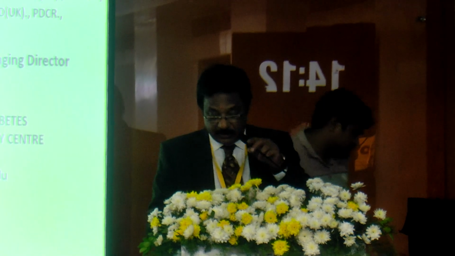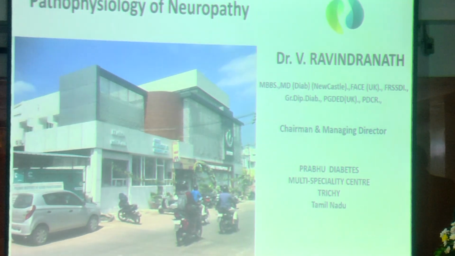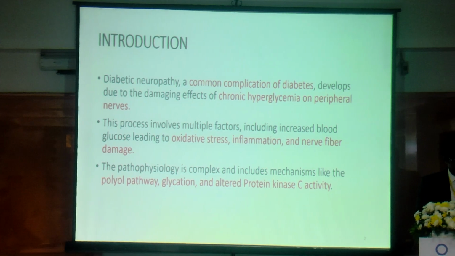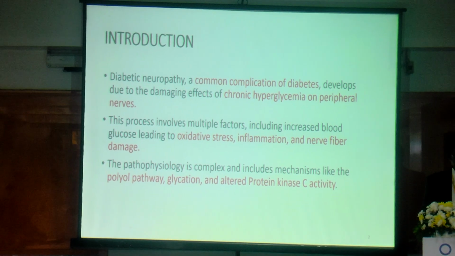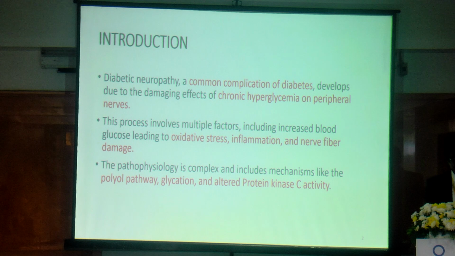Yes, thank you. So let us move on to the pathophysiology of the neuropathy. I am Dr. V Ravindranath from Trichy. Diabetic neuropathy is a common complication of diabetes because of the damage to the nerves due to chronic hyperglycemia on the peripheral nerves. Not only on the peripheral nerves, even the central nervous system is now affected.